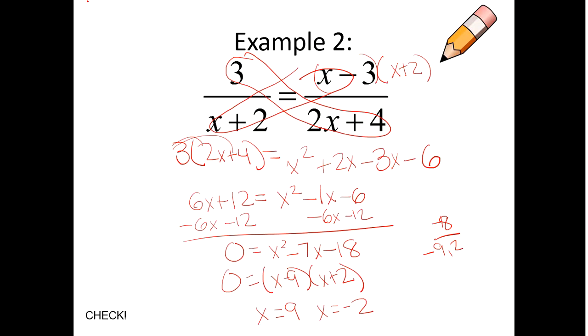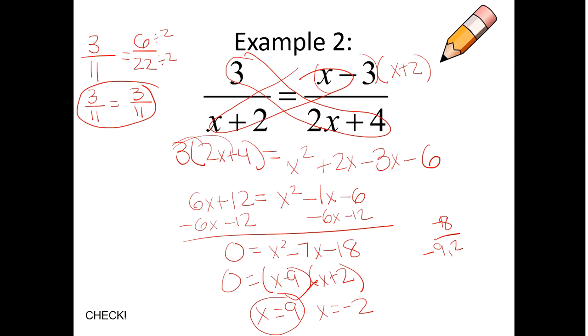Now, what I need to do is check both of those options. So I'll get 3 over, this is my 9 checking, so 11, right? 9 plus 2 equals 9 minus 3, which is 6 over 18 plus 4. 18 plus 4, because I'm plugging it right here. 18, that's 22, I think. 3 over 11 doesn't simplify, but 6 over 22, I can divide a 2 out of both of those, right? Which will get me 3 over 11. So 9 does in fact work, no problems there.